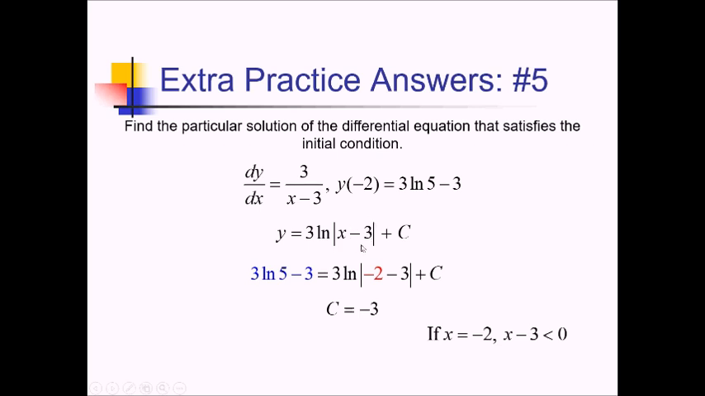So to write this without absolute value, which I have to do, I'm going to rewrite this as negative x plus 3 inside of parentheses. And now I can't forget I have that c value that I just found of negative 3.